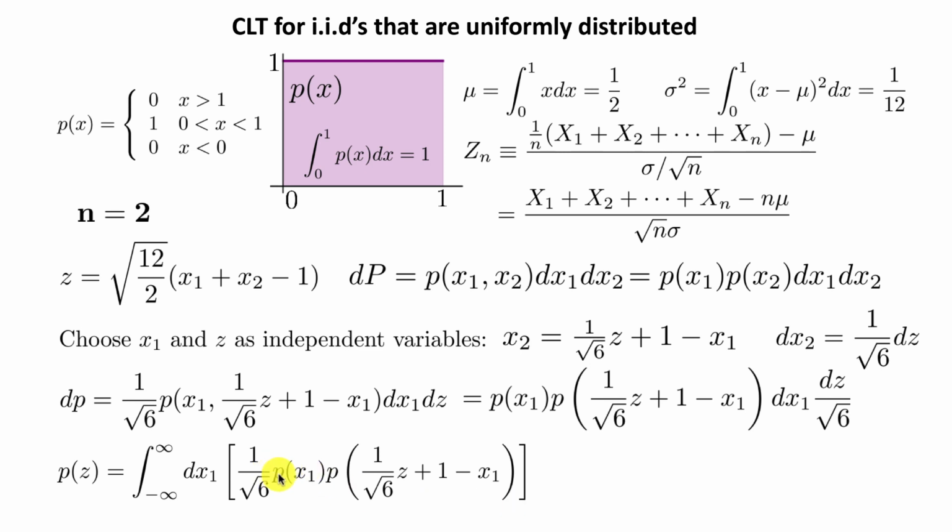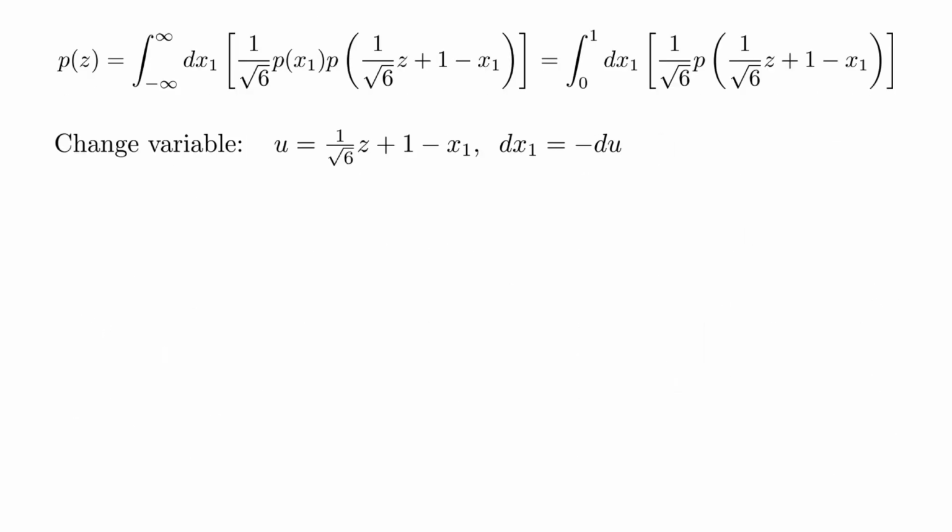Okay, now this p of x1 we know very well. This is 1 if x1 is between 0 and 1 and it's 0 otherwise. So we're just going to replace this over here with a 1. And now the integration on x1 goes from 0 to 1. But it's not completely straightforward, because now we've got to have p as a function of x1, but there's z coming in over here. So this is a nice, interesting integral now. How will we deal with it?